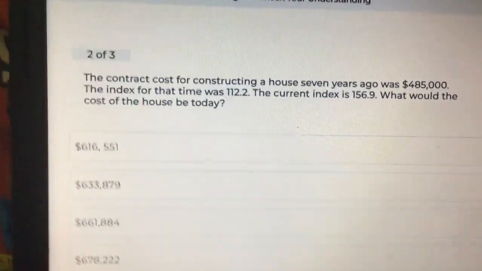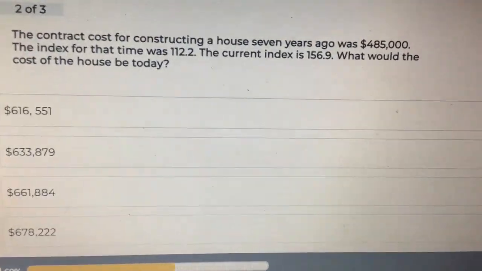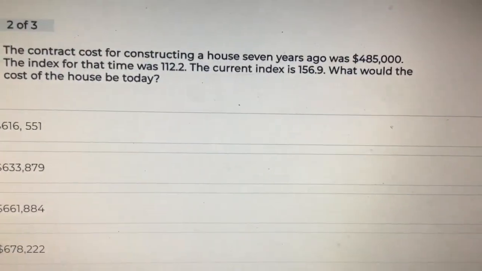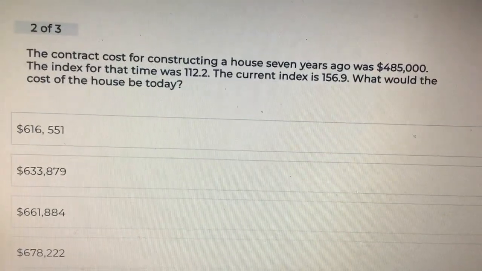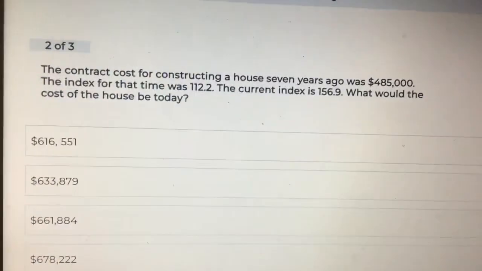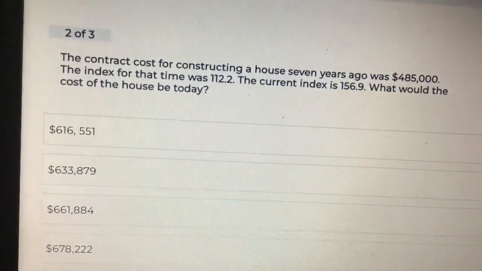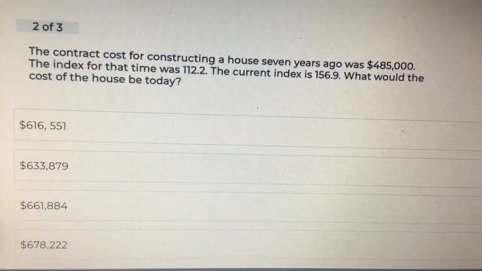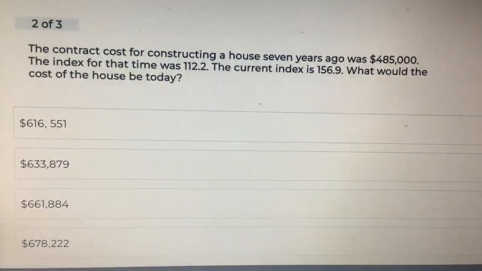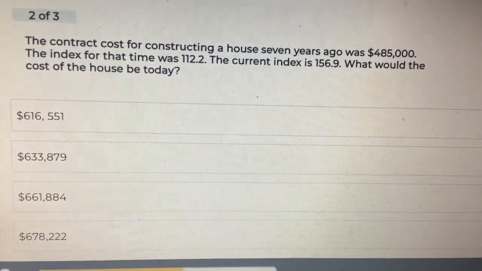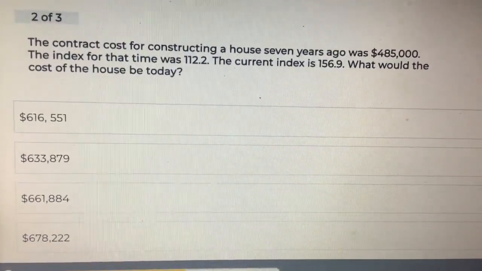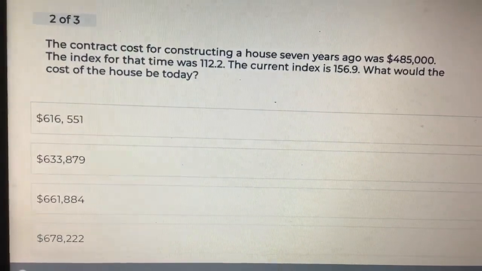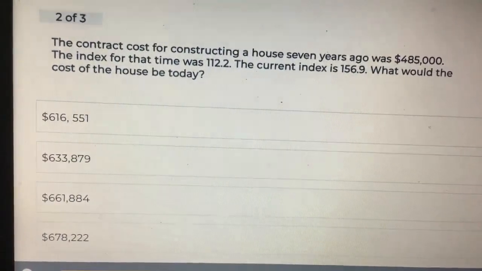Number 2, the contract cost for constructing a house 7 years ago was $485,000. The index for that time was 112.2. The current index is 156.9. What would the cost of the house be today?